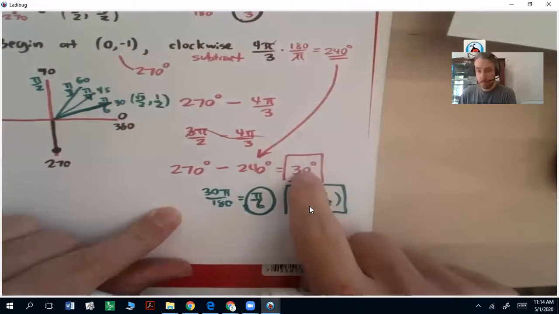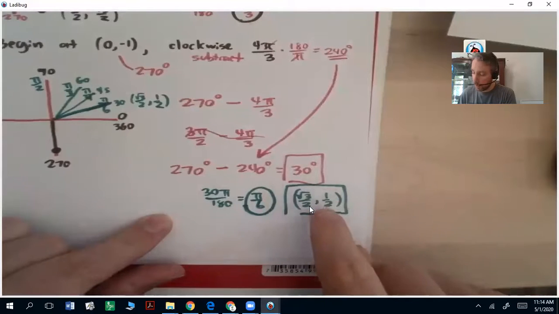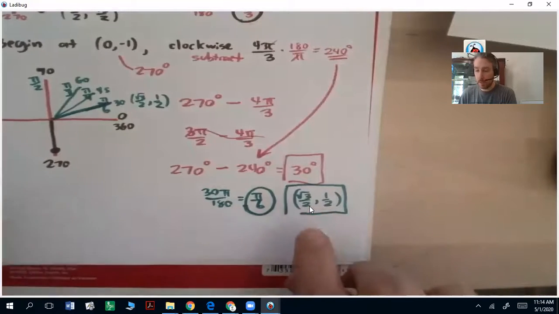So that's your final degree. As a radian, it's pi over 6. As a coordinate, it's square root of 3 over 2, comma, 1/2.